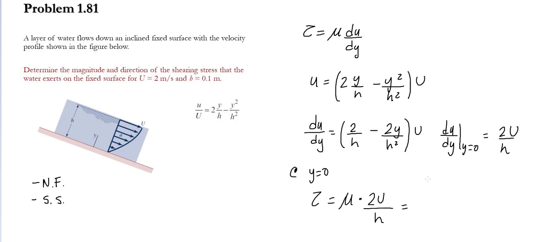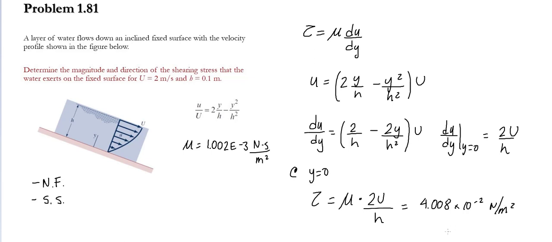And if we substitute all the information that was given, we need the value of the viscosity of water. Looking at the table, at a temperature of 20 Celsius, the viscosity is equal to 1.002 times 10 to the negative 3, in newton seconds per meter squared. We substitute all these values into the shear equation, and we find that the shear stress is equal to 4.008 times 10 to the negative 2 newtons per meter squared.